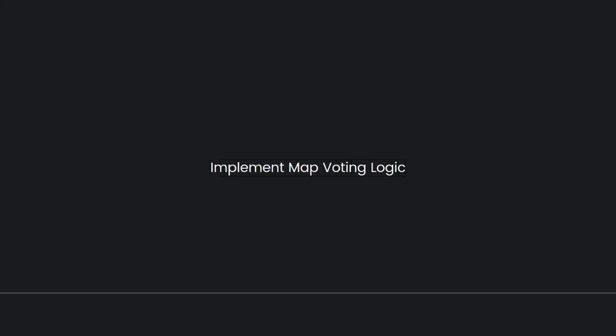Implement map voting logic. In the voting script, use remote events or remote functions to send the player's votes to the server or a dedicated voting script. When a player clicks on a map option, trigger a remote event to notify the server of the vote. The server or the voting script should keep track of the votes for each map option.